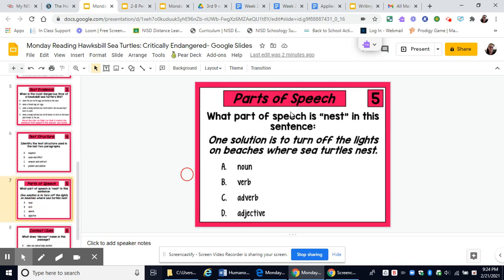Okay. Parts of speech. What part of speech is nest in this sentence? One solution is to turn off the lights on beaches where sea turtles nest. Think about nest. They're not talking about a nest in a tree, okay? They're talking about an action. So which one of these words is an action?